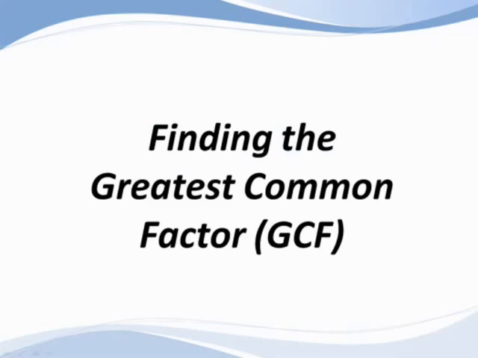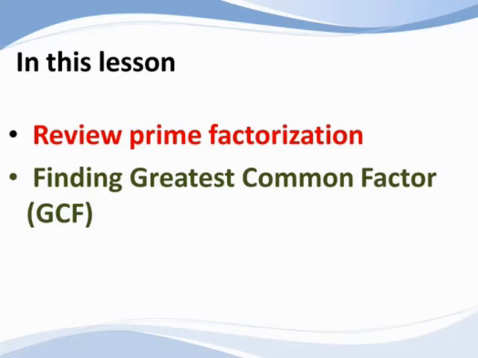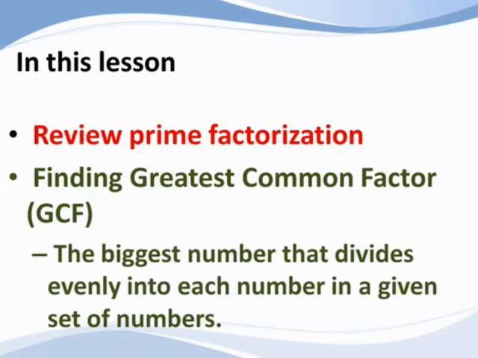This is a skill you will need in order to reduce fractions efficiently. In this lesson, we're going to review finding the prime factorization of a number and then using that skill to find the greatest common factor between two or three numbers. The greatest common factor is the biggest number that divides evenly into each number in a given group of numbers.